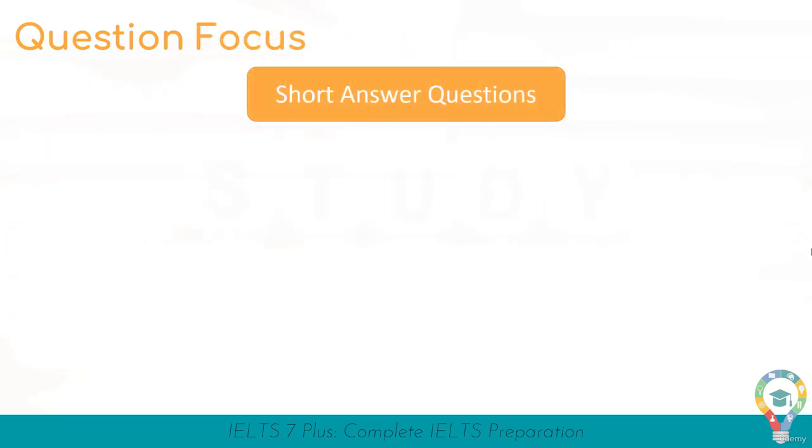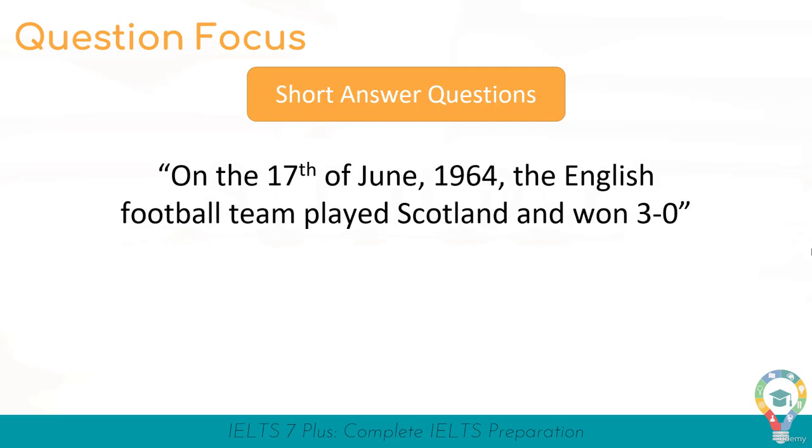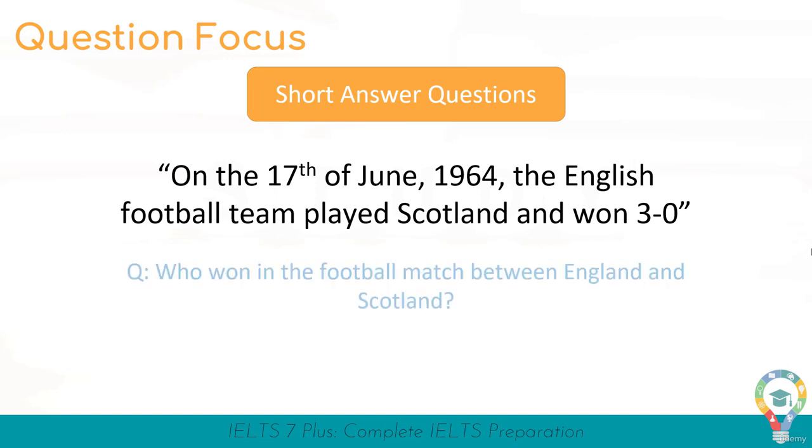So, moving on to question focus, short answer questions. I'll read the question and answer through to you. On the 17th of June 1964, the English football team played Scotland and won 3-0. And here's the question. Who won in the football match between England and Scotland?